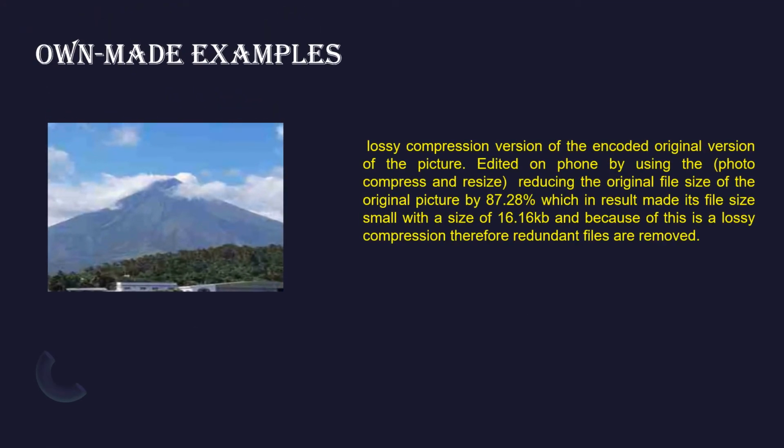This is the lossy compression version of the original image, and it was edited from my phone using the app Photo Compress and Resize. So this file size was reduced by 87.28%, which made the initial memory file size of the original version of the image very small, compressed to 16.16 kilobytes. And if you notice, the image presented in this slide is very blurred, because this is a lossy compression, redundant files are removed, making it very blurred because it has a higher reduction ratio.